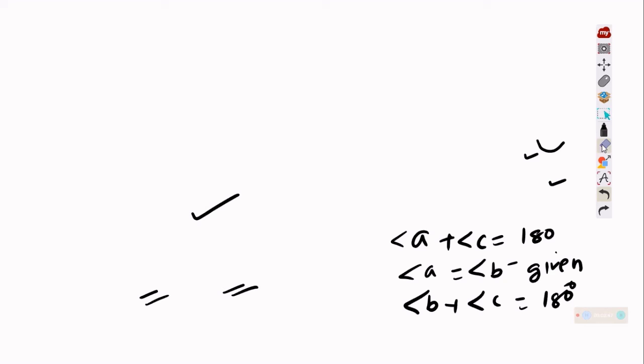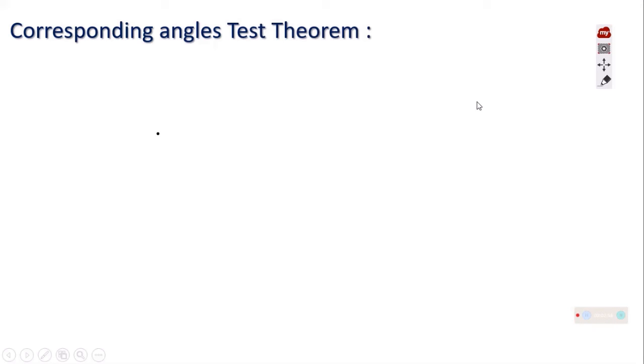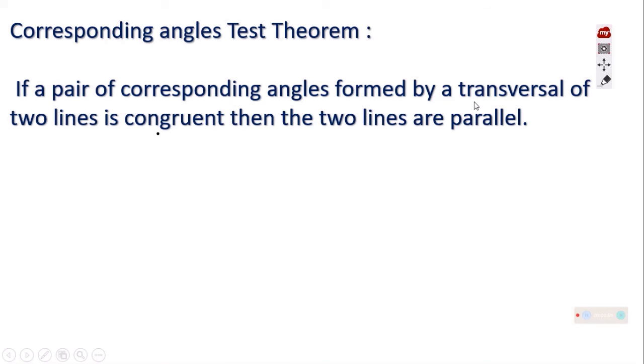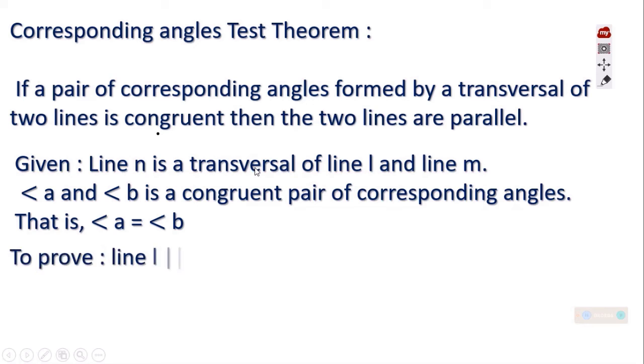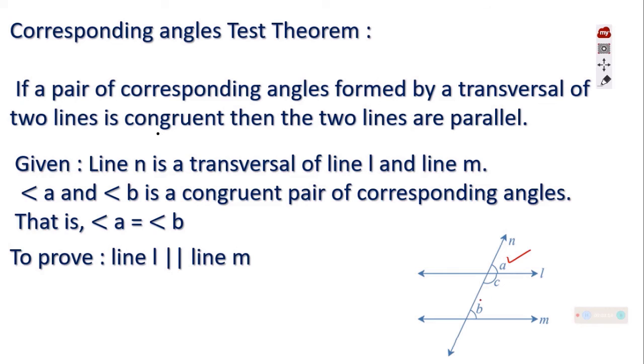Okay, there is one more thing related to this that I will show you before ending the video. Corresponding angle test. In the same way, if the corresponding angles are congruent, then the two lines are parallel. There is a transversal and the corresponding angles are congruent. I will take the textbook diagram. Here the corresponding angles are A and B. If it is said that they are congruent, then naturally the lines are parallel.